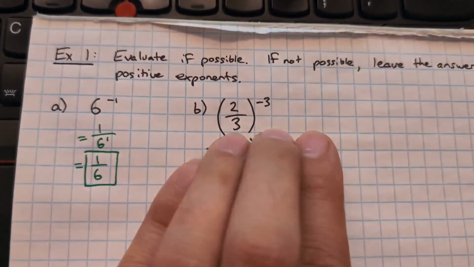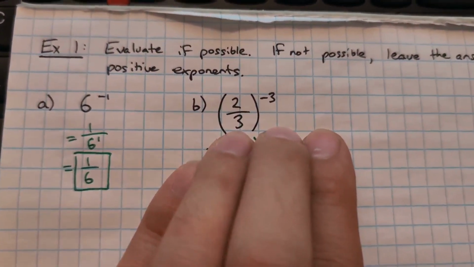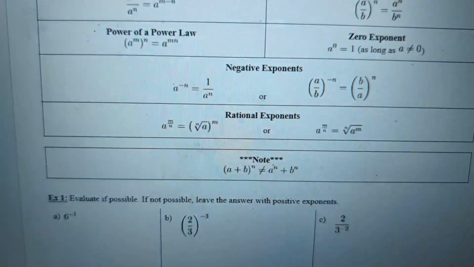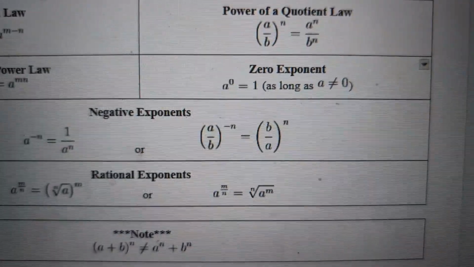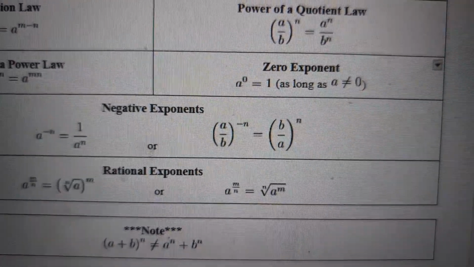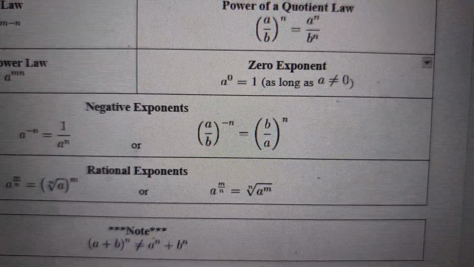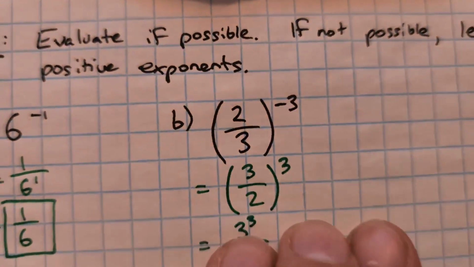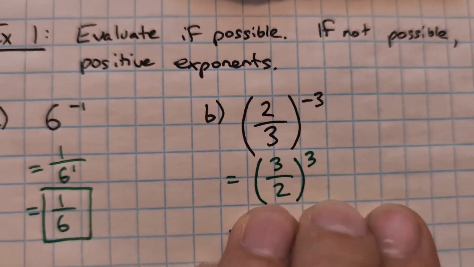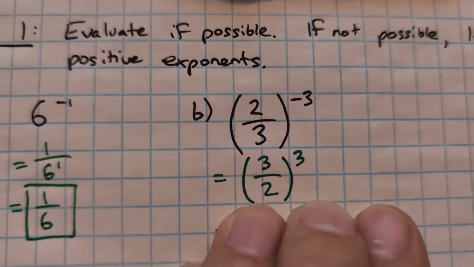For part B, 2/3 to the power of -3. Again, we can use our negative exponent rule. This time we'll use the one that's written as a fraction here. There we go. So our negative exponent becomes a positive exponent if we flip it. So we'll flip 2/3. We get 3/2 to the power of +3.